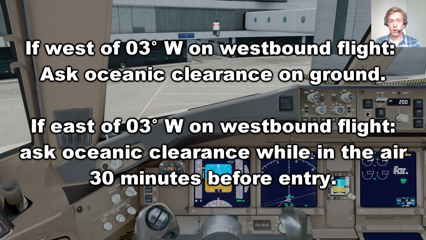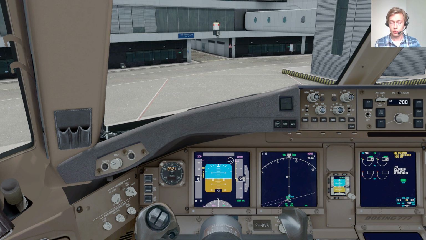So for example, if you're departing out of Dublin, Shannon, or an airport in Scotland, you have to ask clearance on the ground. If you are departing out of London, Amsterdam, Paris, Frankfurt, then you have to ask oceanic clearance in the air. So this is the general rule of thumb. 30 minutes prior to oceanic entry, you have to ask your clearance at least. But do keep in mind there might be regional differences.